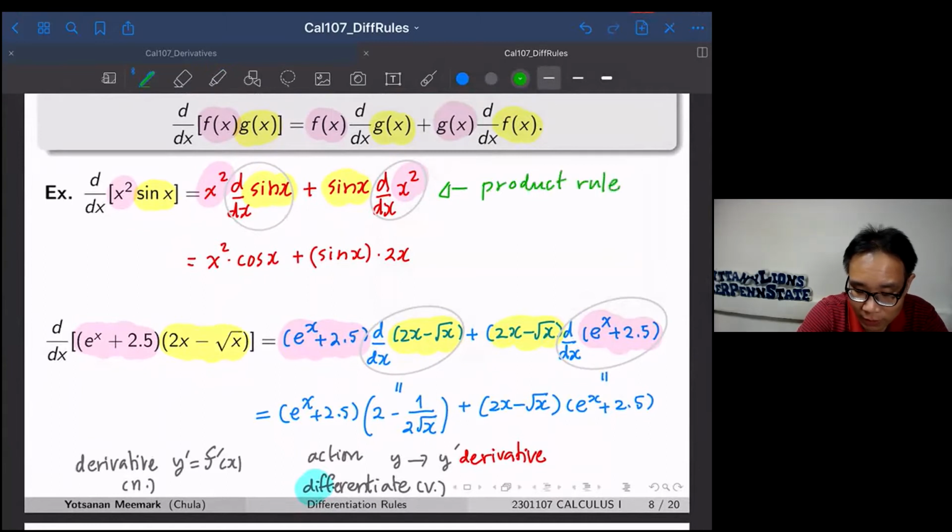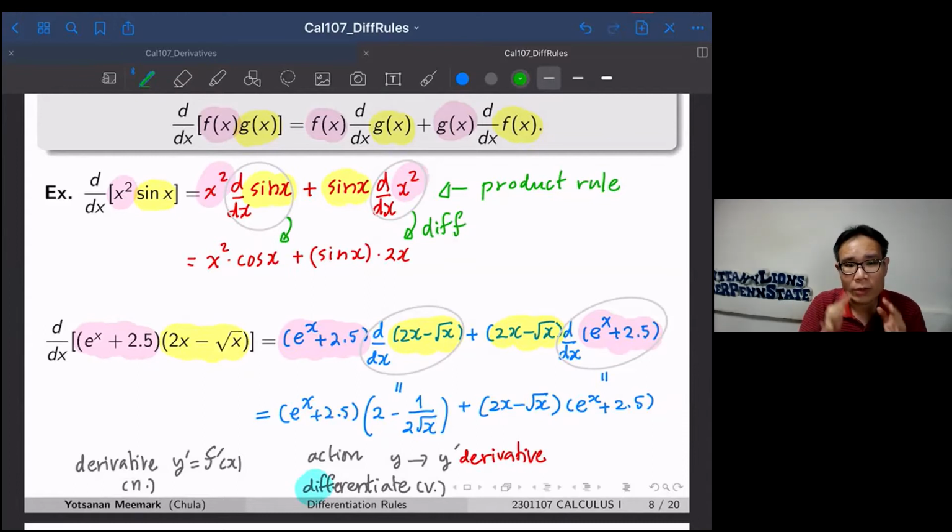And the second line is you diff. So you go from this, you have to use the product rule in order to have this line. However, for the second line, it comes from differentiating. Okay, so normally I will tell my students that the product rule is just the formula. Okay, product rule is just the formula.